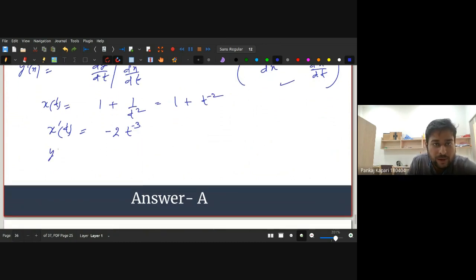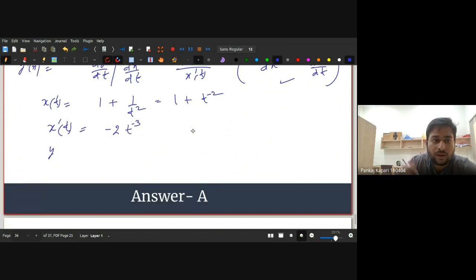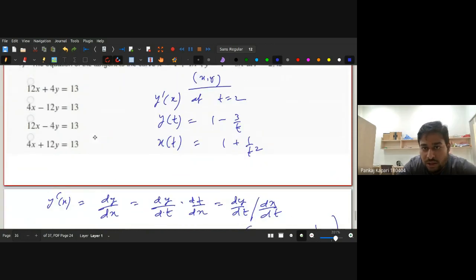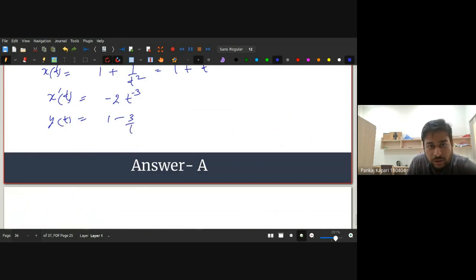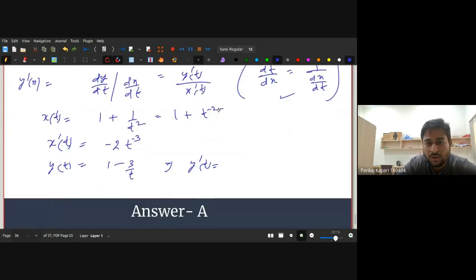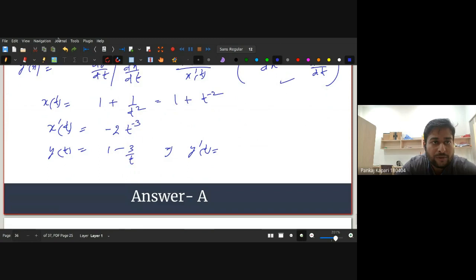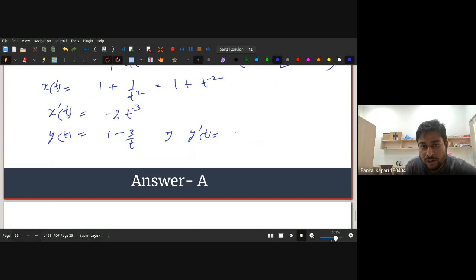And then we have to find y prime of t. So this we can just write as y prime t divided by x prime t. So what is y prime t? For that, let's recall y of t, which is 1 minus 3 by t. So y prime of t is equal to, again the derivative of the constant is 0, and then you'll have 3 over t square.